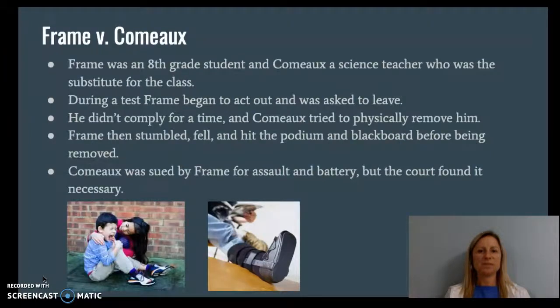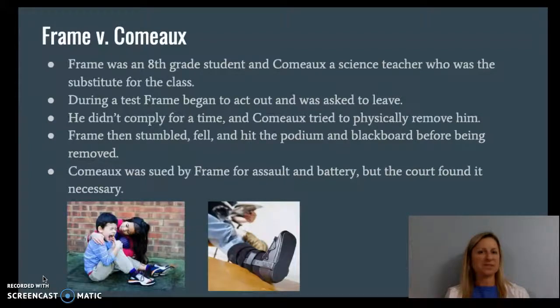And the student kind of tripped and fell, ended up hitting the podium, hitting the board, and the teacher still removed him from the class, and it doesn't really indicate that he was too worried or checked on the student or anything. And therefore, the student's family sued the teacher for assault and battery. And it's interesting because the court actually said that it was assault and battery, but that the behaviors of the teacher were necessary based on the student not complying.